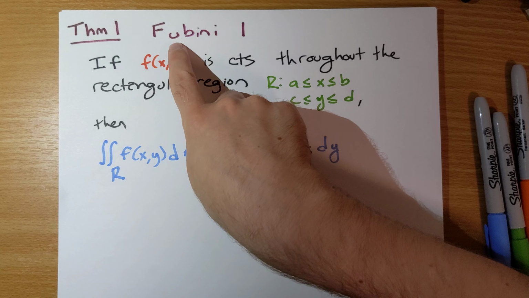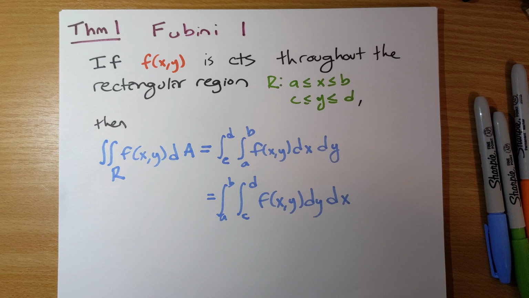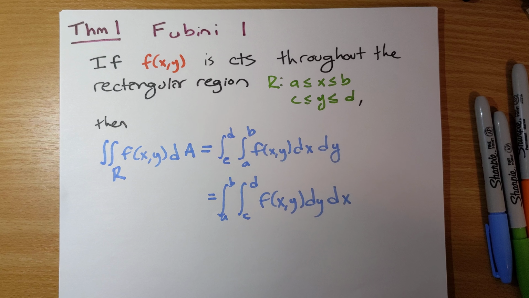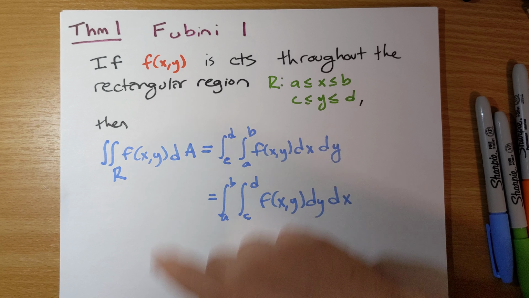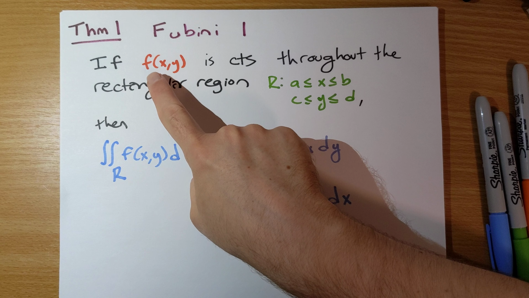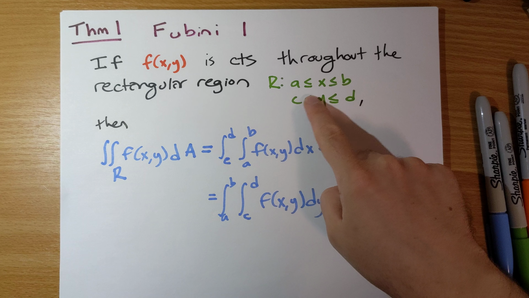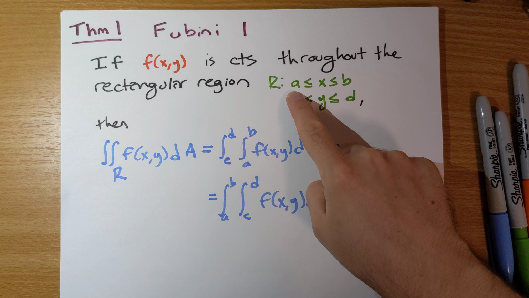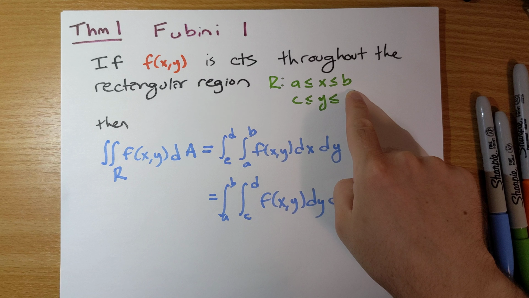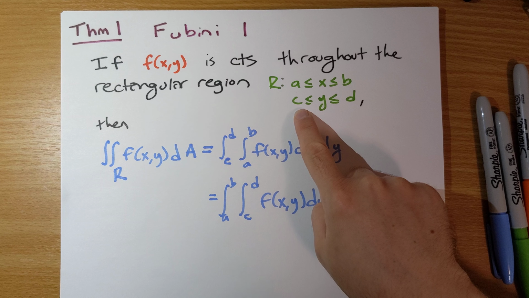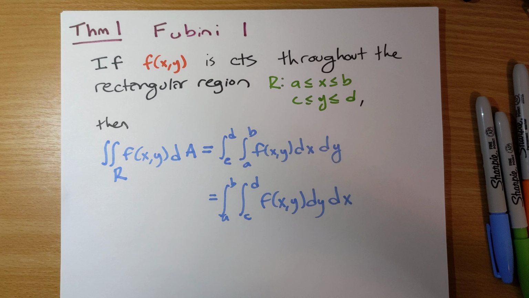Note that I've labeled this as Fubini 1. In our next section, there's going to be a Fubini 2, a stronger version of this, but we'll start off with Fubini 1. What this says is: if f of x y is continuous throughout a rectangular region, x is between some constant a and some constant b, y is between some constant c and some constant d.